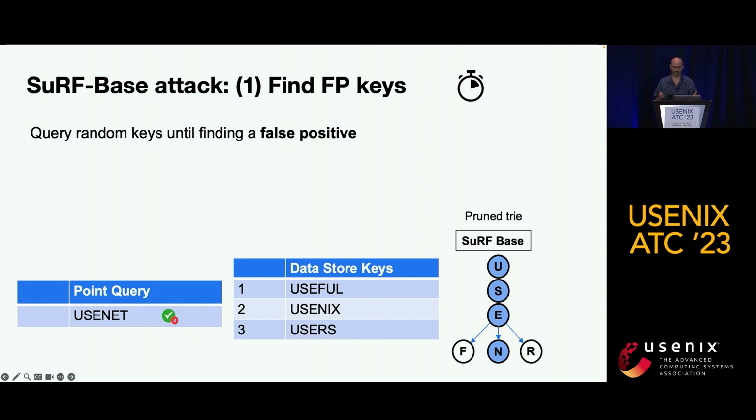We already know how to distinguish between a filter hit and a filter miss using time measurements. In step 1, we need to find false positive keys. The idea is simple. We query for random keys until we find a positive key, which is very likely to be a false positive. This works because the FPR is reasonable. For example, if the FPR is 1%, we need about 100 guesses to find a false positive. Let's assume we guessed usenet, and the filter returns a hit.